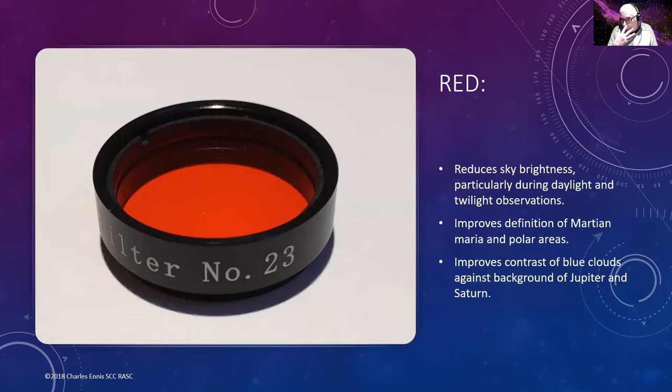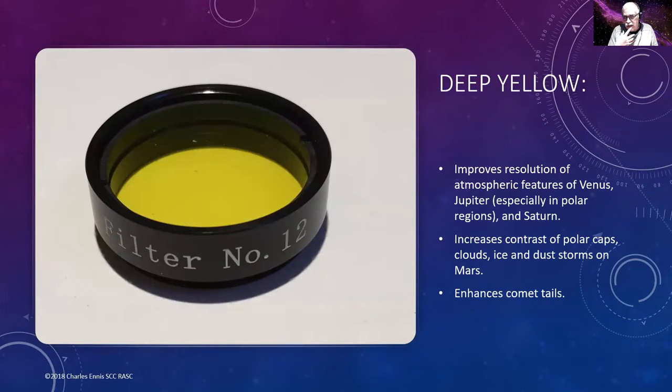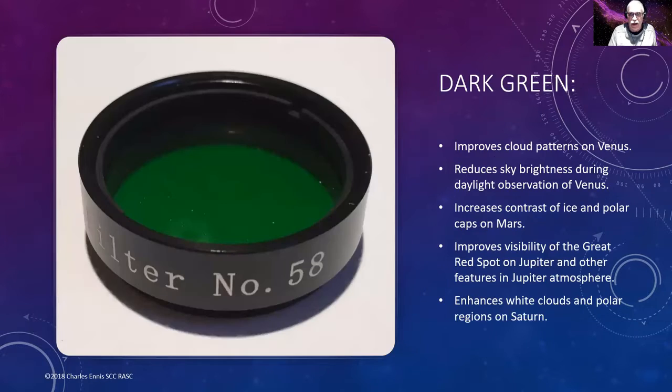If you've got a red filter, it reduces sky brightness, particularly during daylight twilight operations. It improves definition of Martian Maria and polar areas. It improves the contrast of blue clouds against the background of Jupiter and Saturn. If you've got a deep yellow, that improves resolution of the features of Venus and Jupiter, especially the polar regions, and Saturn, and it increases the contrast of polar caps, clouds, ice, and dust storms on Mars. And it enhances comet trails, if you're looking at comets.